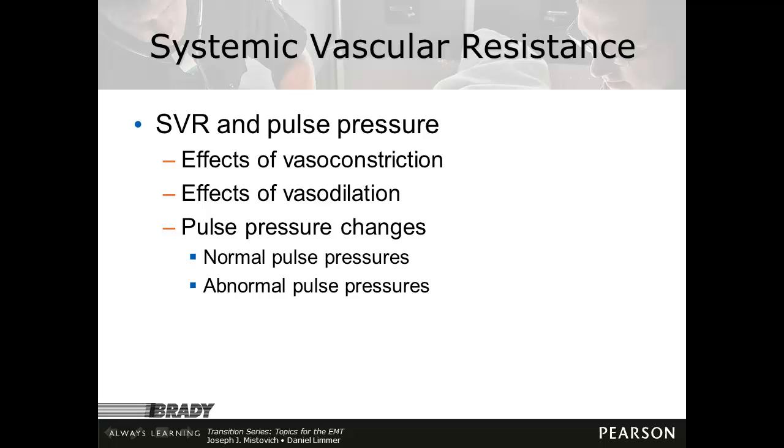Pulse pressure changes can be caused by conditions such as pericardial tamponade, which decreases the ability of the heart to eject sufficient blood with each contraction.